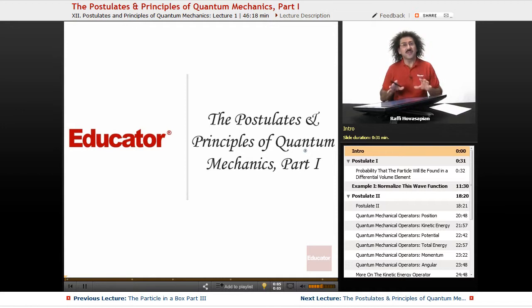So we've just finished discussing the idea of a particle in a box, and we've taken a look at some basic quantum mechanical systems, and some of the properties and integrals and things like that. So in the next couple of lessons, I'm going to formalize what we discussed in the last few lessons. We're going to talk about the postulates and principles of quantum mechanics. Let's just jump right on in.